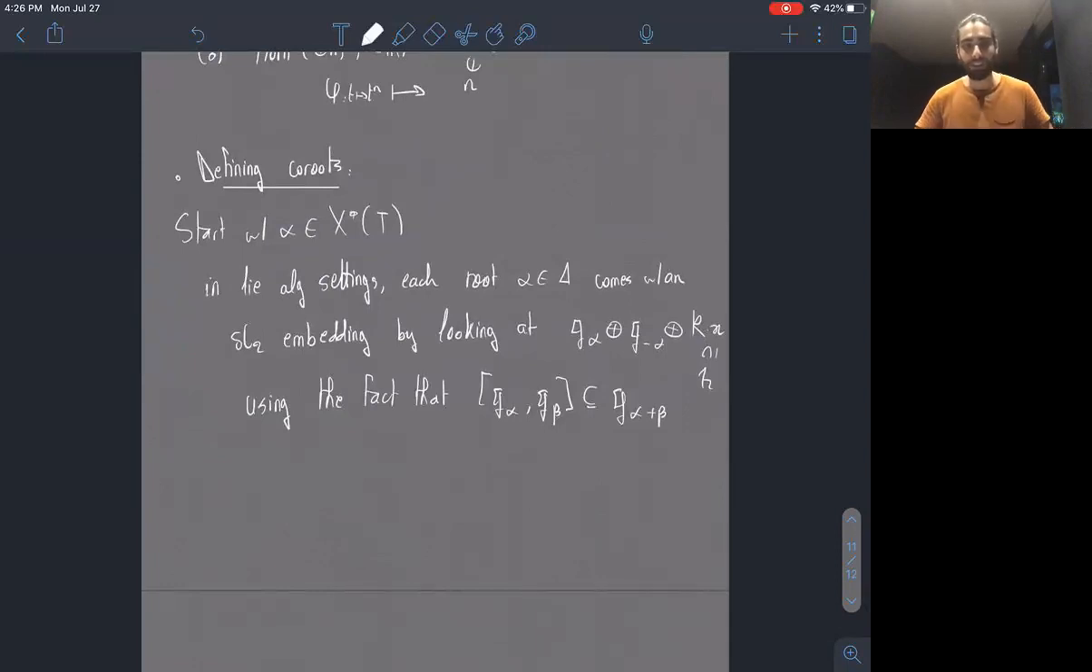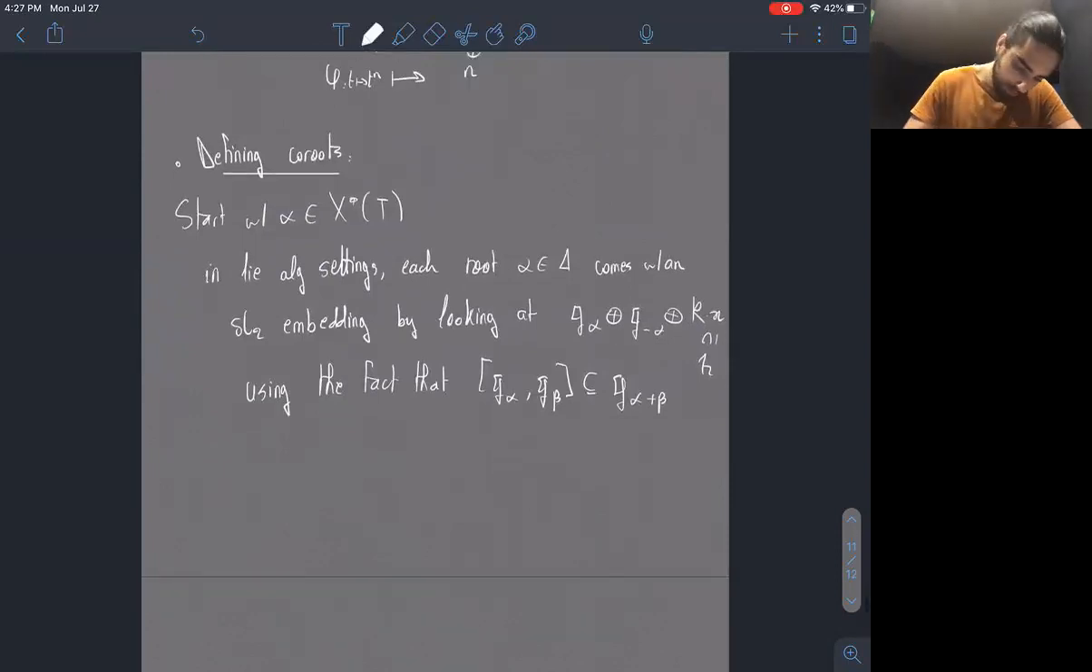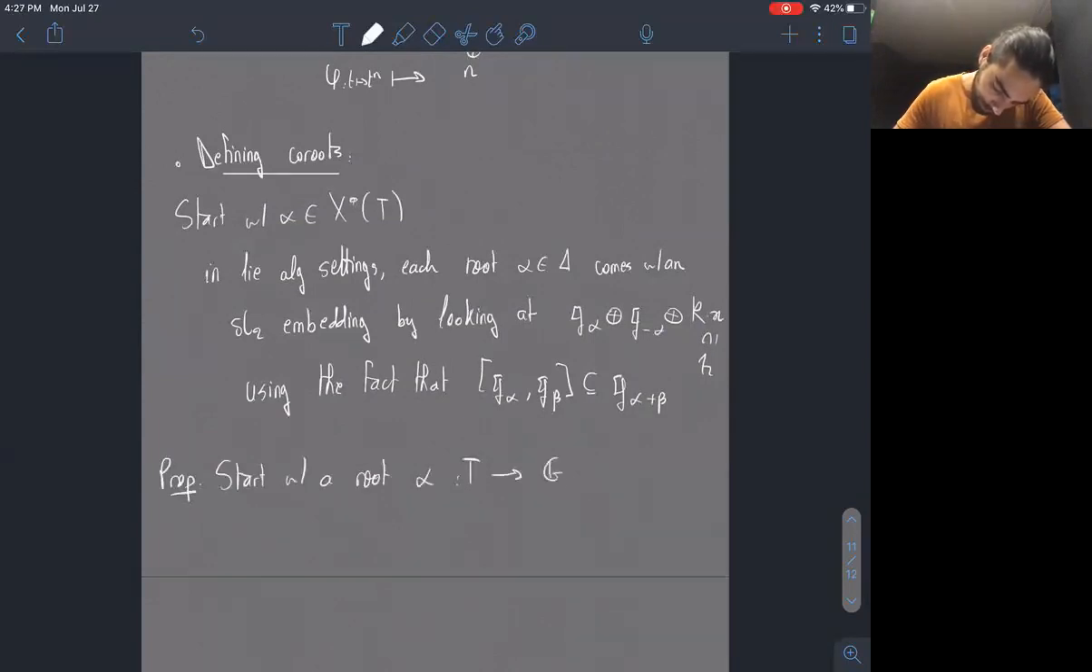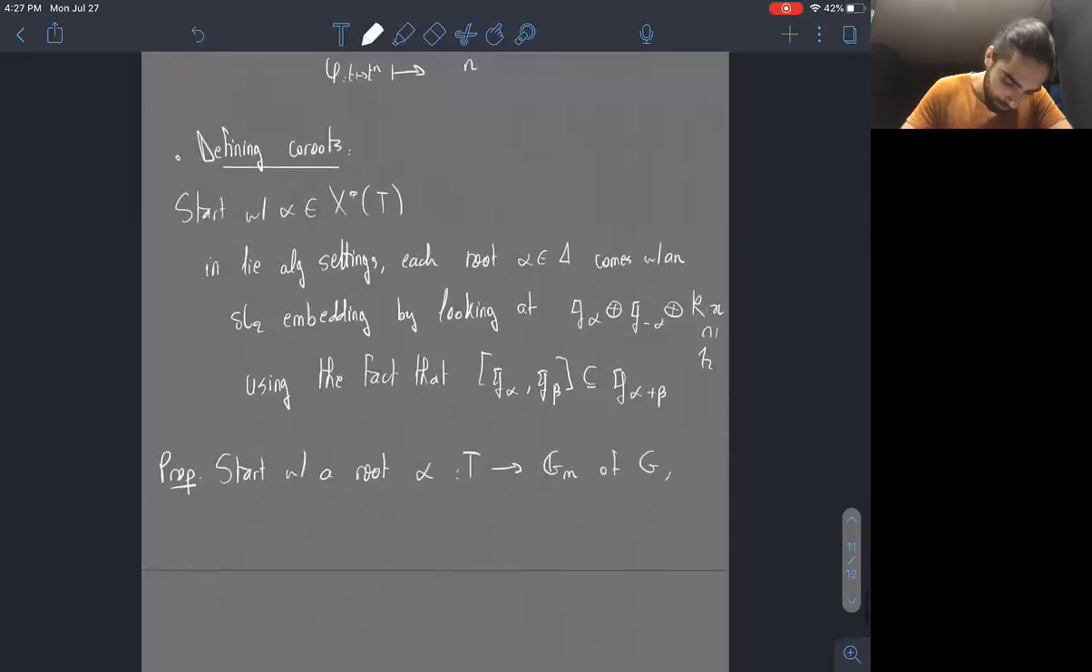And it turns out that there is actually an analog in the setting of algebraic groups, which will allow us to define co-roots. And this goes as follows. So we have a proposition that says, let's start with a root alpha of G, so an algebraic map from G to Gm. And choose some non-zero element x in the root space.